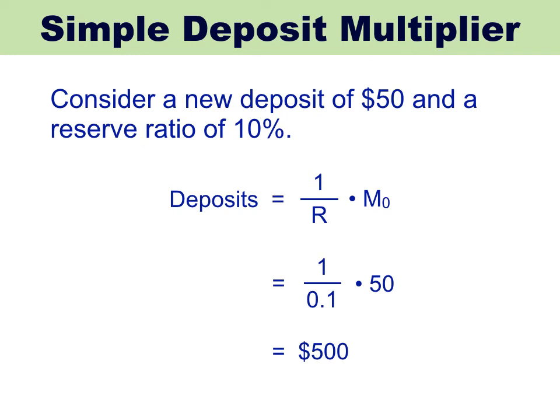Now I can tell you right now that the total amount of money in the system is also going to be $500. So in this case, the deposits and the money supply are the same. And they are the same because, again, there is no currency drain or cash drain. Those are words that say the same thing. Currency drain, cash drain, same thing.